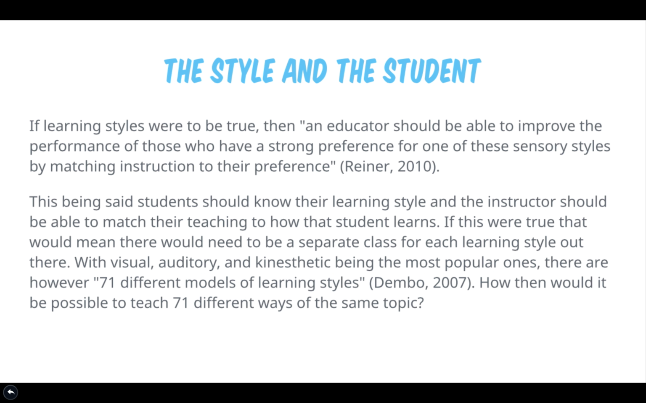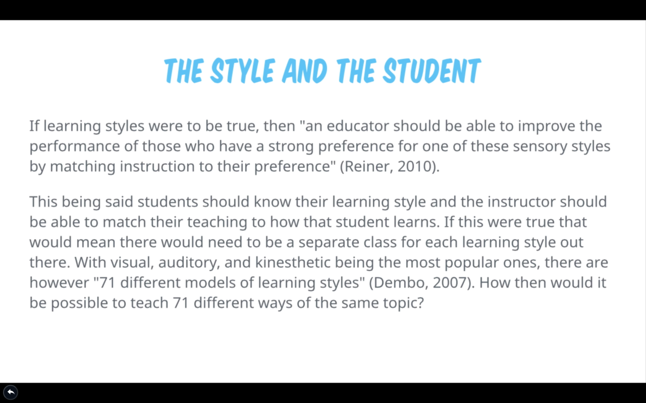The style and the student. If learning styles were to be true, then an educator should be able to improve the performance of those who have a stronger preference for one of the sensory styles by matching the instruction to their preference. This being said, students should know their learning style and the instructor should be able to match their teaching to how the students learn. If this were true, however, that would mean there would need to be a separate class for each learning style out there.